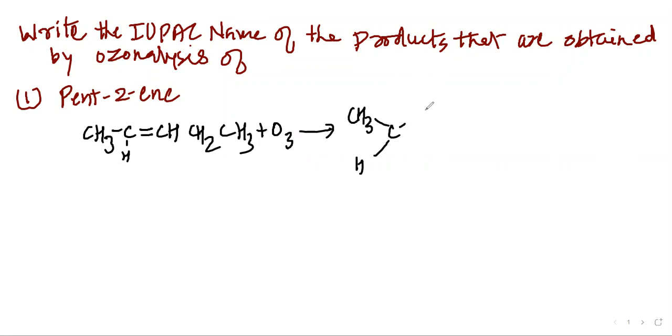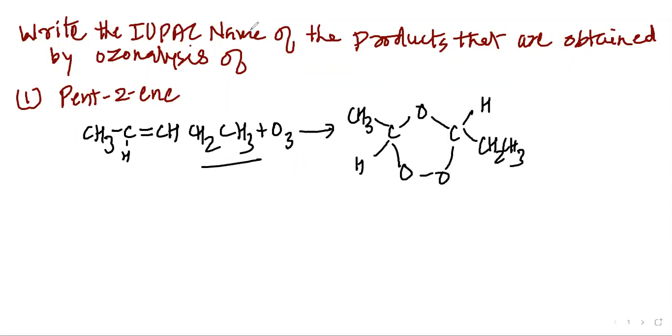When this pent-2-ene undergoes the reaction with ozone, my dear students, you will get CH3, C, then you have H, then you have O, then again you have C, then again you have O and O. And here you have one side H, and on the other side, if you write H, then you have CH2, CH3. Now this particular compound undergoes cleavage. So this is how we can explain the cleavage.